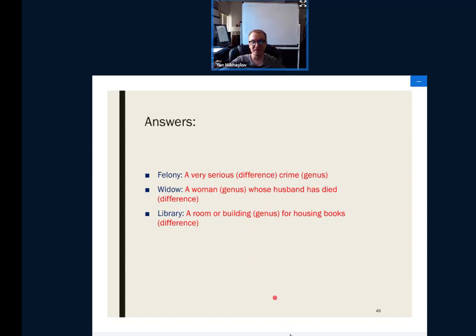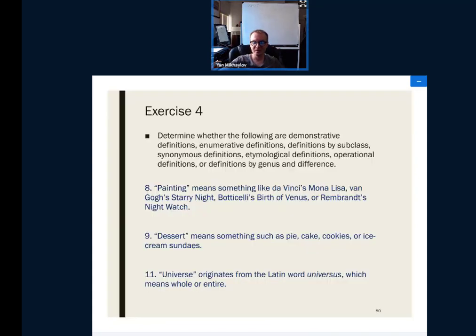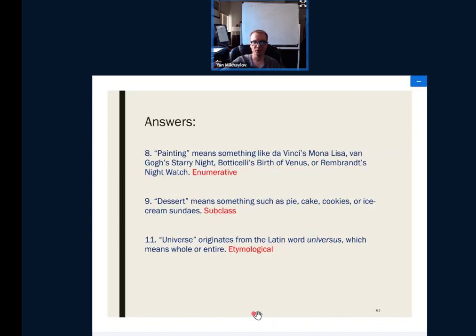Okay. Let's move on. We have more exercises. So this one is again identify the definitional techniques for all 3 of them. Same type of question as we had before. Okay. Enumerative, subclass, etymological. That is correct right away. Christian got it. Enumerative, subclass and etymological.